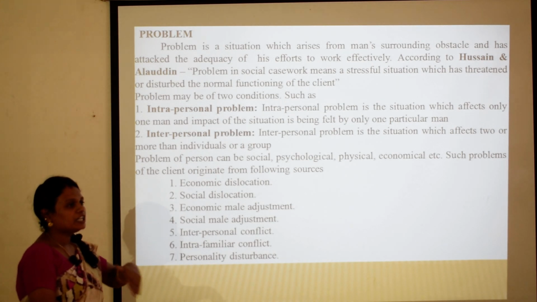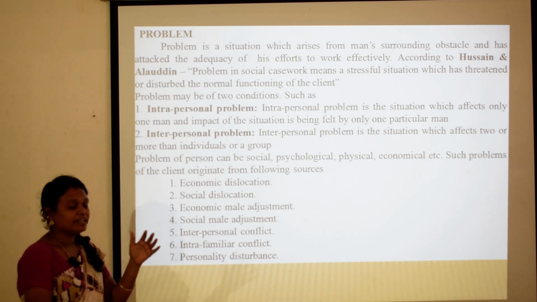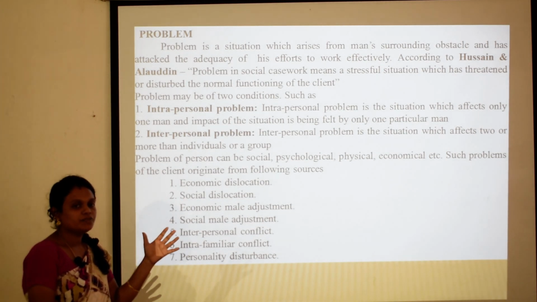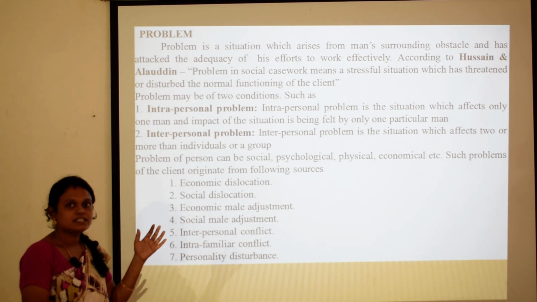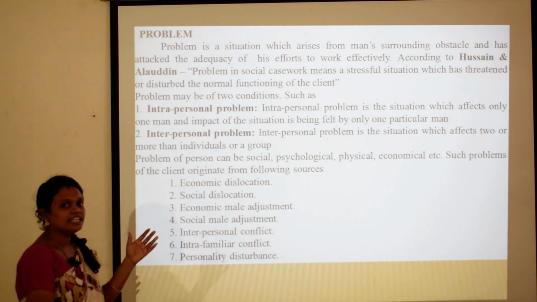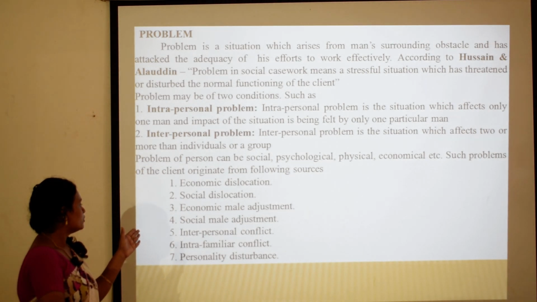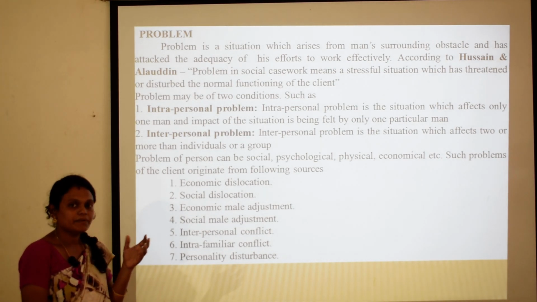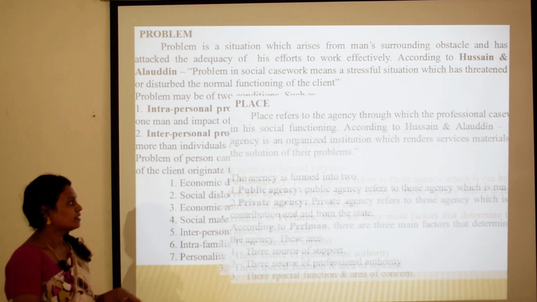Social distortion, so he'll have a problem with social beings, etc. So economic maladjustment: he cannot adjust to the economic situations, so he seeks problems in that, so he needs help for this. Next is social maladjustment, interpersonal conflict, interfamily conflict and personality disturbance. So he has some personality disturbance.